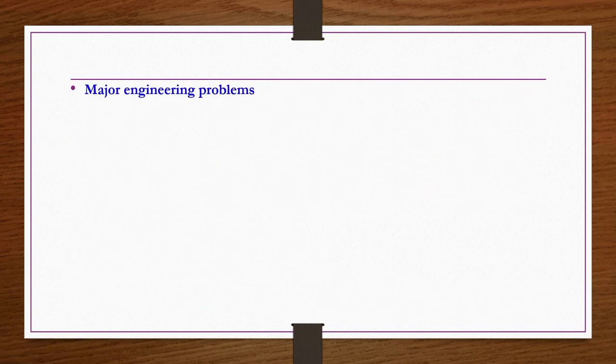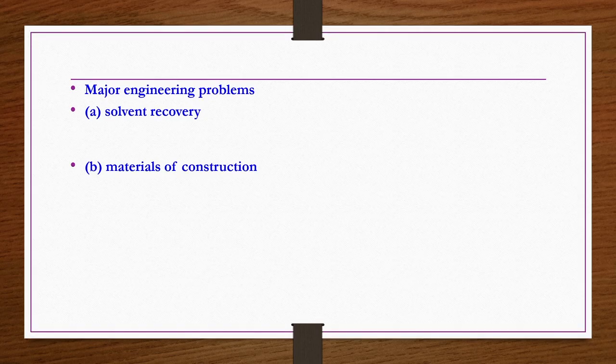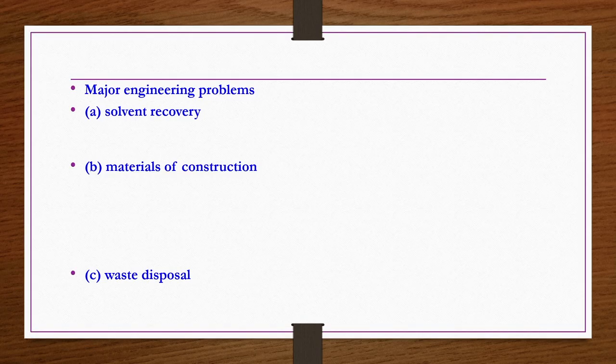Major engineering problems, if you see some of them, like solvent recovery, as we mentioned, you are using expensive solvent to produce low cost acid. So the recovery of solvent is very much essential. Then materials of construction, wherever the acids, especially strong acid like concentrated sulfuric acid is there, then material of construction is another important factor to be considered. Then waste disposal, a lot of solids is being generated, how are you disposing? These are the problems in addition to the other engineering problems.